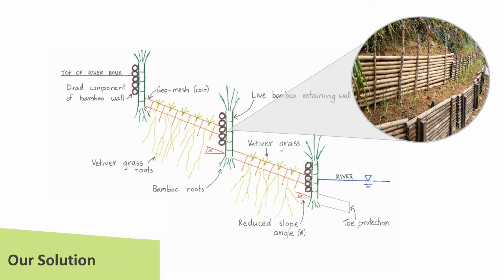The first component of our solution is reducing the slope angle of the riverbanks. Currently, the banks of the river are left at the steep angle that they naturally erode to. This is greater than the critical friction angle of the Mekong River Basin's sandy alluvial soil.